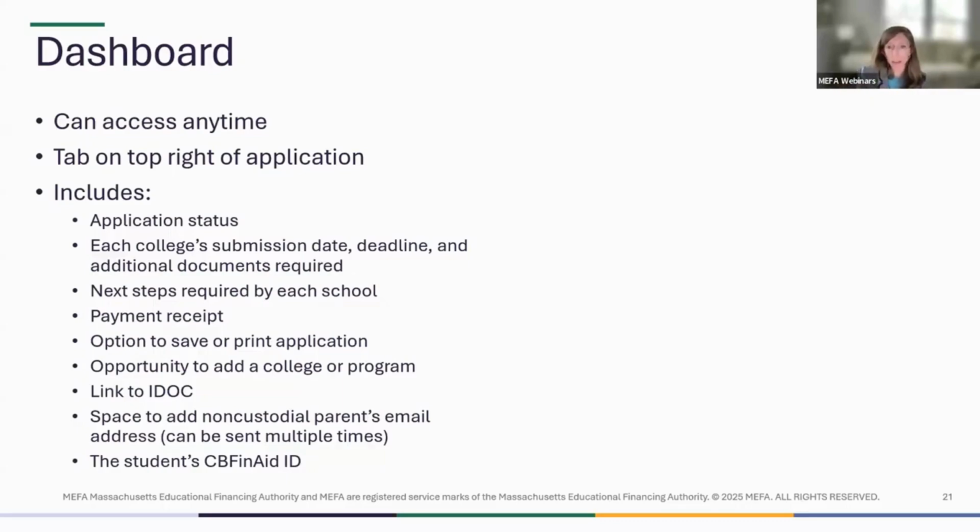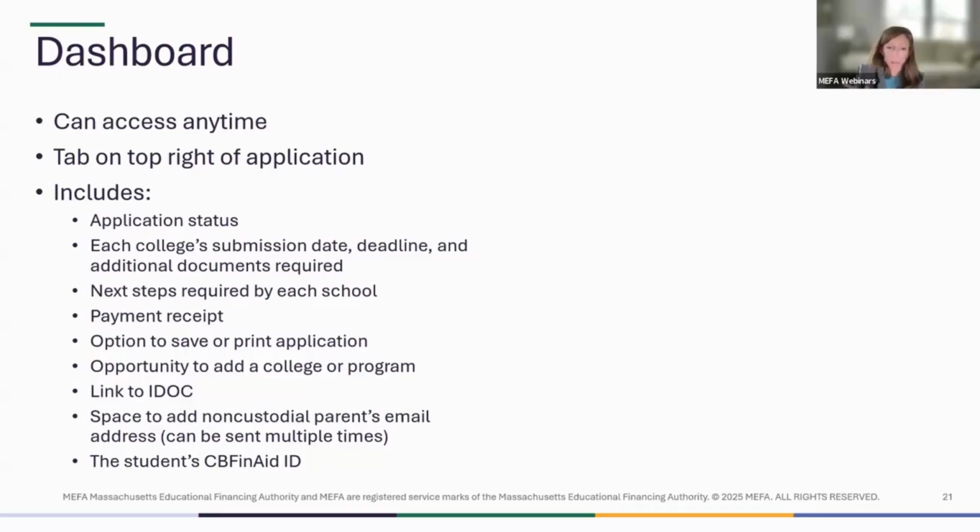If you submit the profile and then you realize, I want to add some additional schools. My child decided to apply to these 3 more schools that require the profile. You're going to log back into your dashboard, go right to your dashboard. This is where you can add additional schools and then you'll pay at that time as well. There's also a link here to iDoc, which I'll talk about in just a minute.